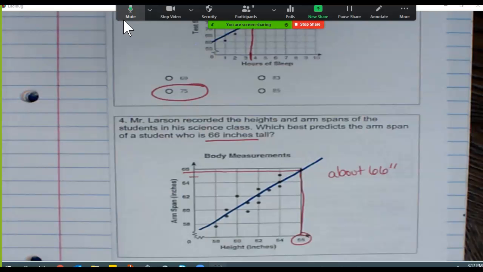Are there any questions? Okay, glue this in your spiral.